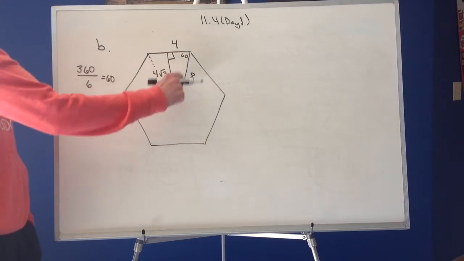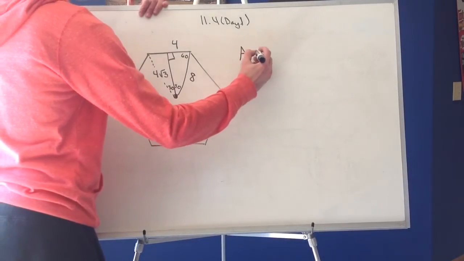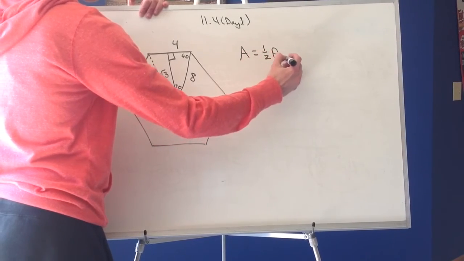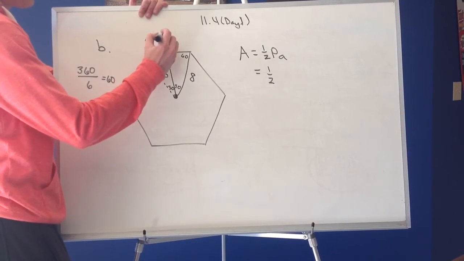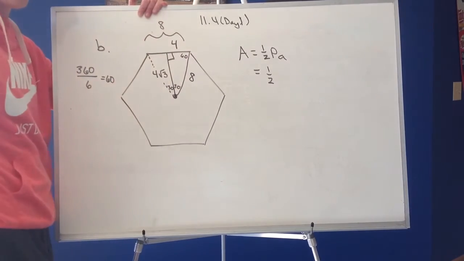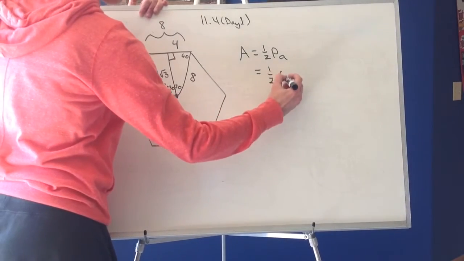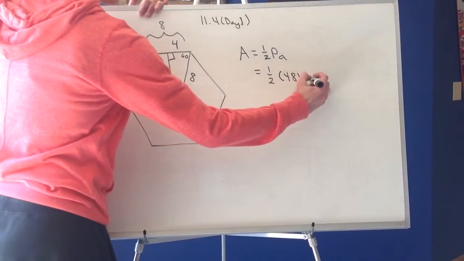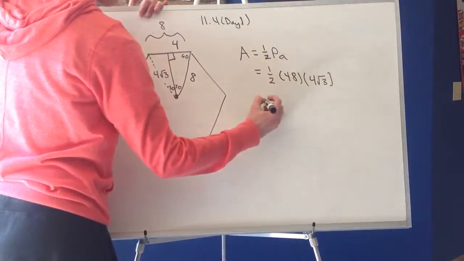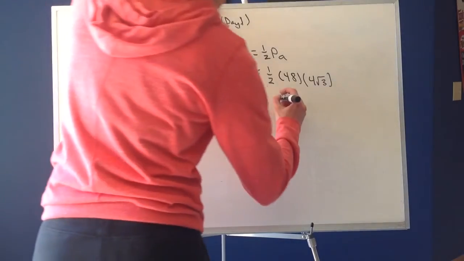Okay, so once again, you finished your right triangle, you have everything you need. Okay, so it's going to be 1/2 RPA. So I need to find perimeter. So half a side is 4, which means a whole side would be 8. There's 6 of those, so 6 times 8 would give me 48. And the apothem is the 4 square root of 3. Okay, multiply those ones together, and you'll end up with 96 square root of 3.